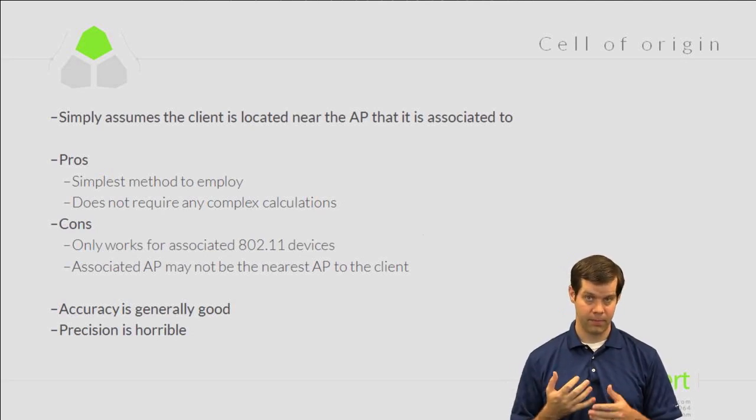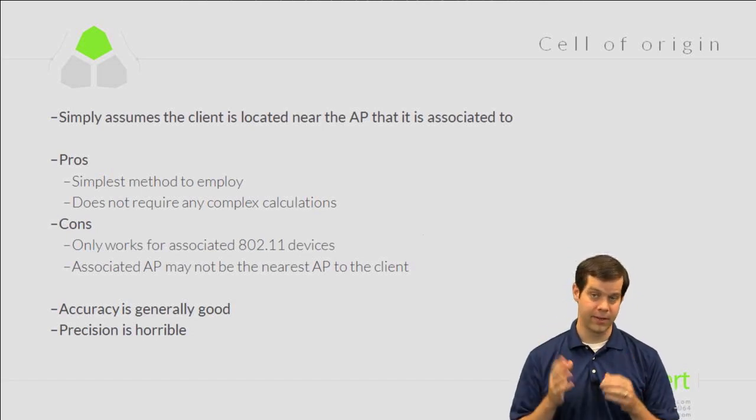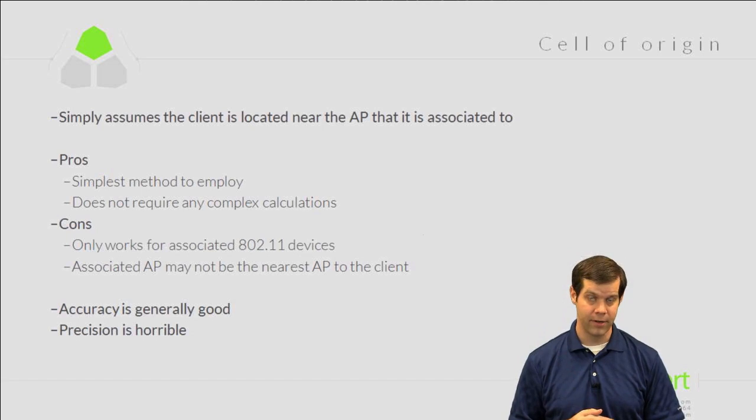One, just about any system can do it, because all it really needs to know is, okay, what AP is the client associated to, and where's the AP located? That's where I put my client. So it doesn't take any complex calculations to do. Just about any system could do it.